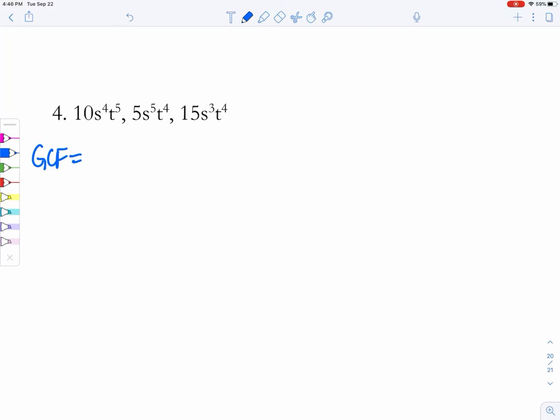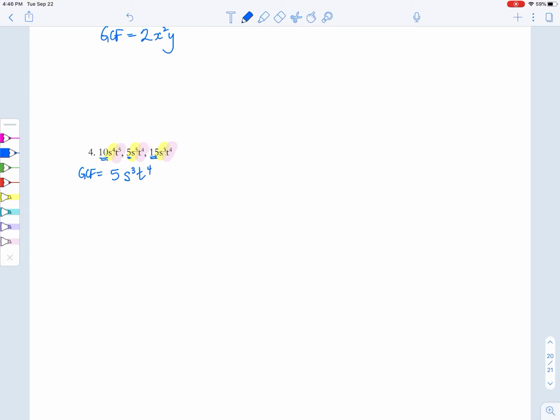The number, or the coefficient, that I could divide out is going to be a 5. And I've got 4 s's, 5 s's, 3 s's. So the smallest number of s's is 3, so it's s cubed. And then t^5, t^4, t^4. So the smallest number of t's will be t^4.